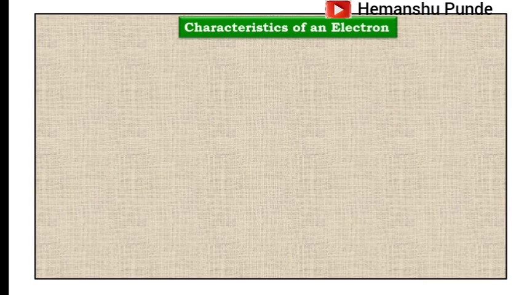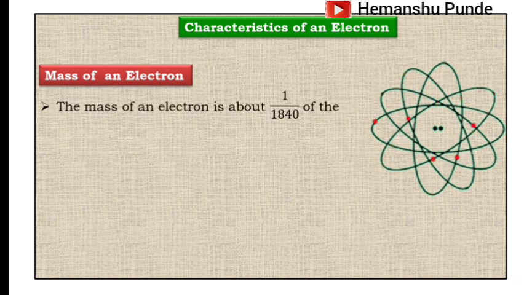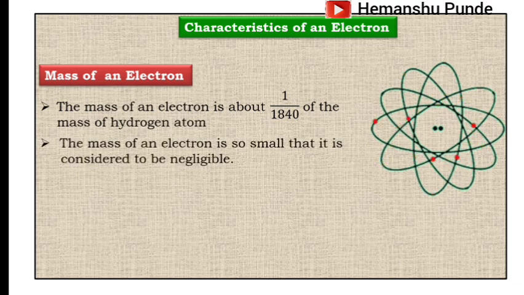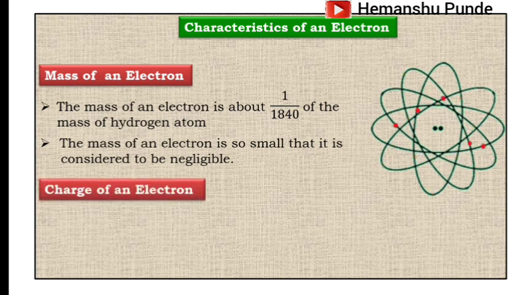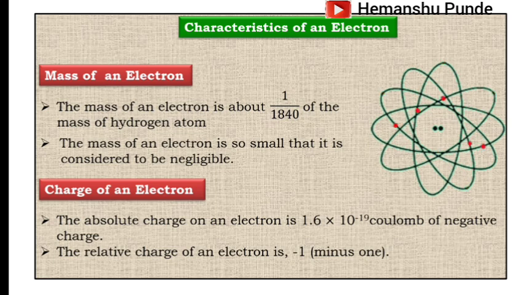Now we are going to learn the characteristics of the electron. First of all, the mass of an electron. The mass of an electron is about 1 upon 1840 of the mass of a hydrogen atom, meaning it is so small that it is considered to be negligible. Now the charge of an electron. The absolute charge of an electron is 1.6 × 10^-19 coulomb of negative charge. The relative charge of an electron is minus 1.